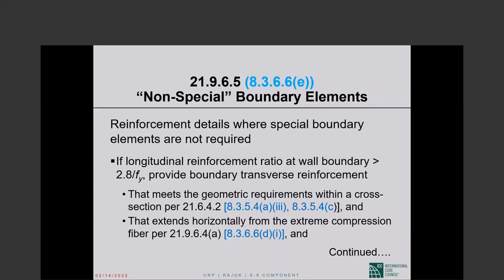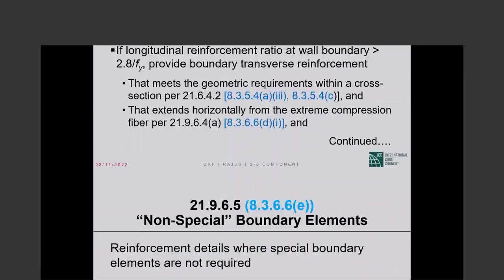What is non-special confinement? The same configuration. Every other bar laterally supported by a corner of a tie or a cross tie and so forth. Okay, the configuration is the same. Spacing we will talk about in a second. The extent of the non-special confinement is the same as the extent of the special confinement. Okay, you go into the wall 1/2 of the neutral axis depth, or the neutral axis depth minus 1/10 of L sub w, whichever is the larger of the two.